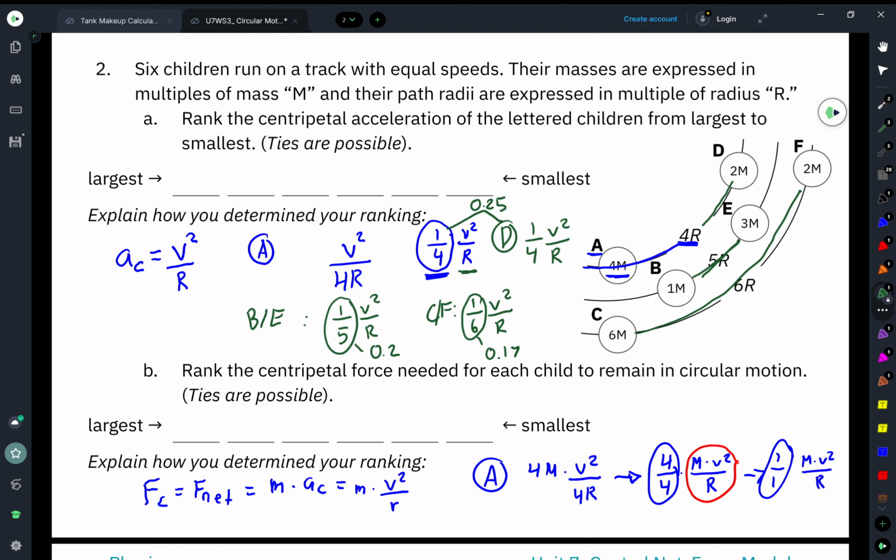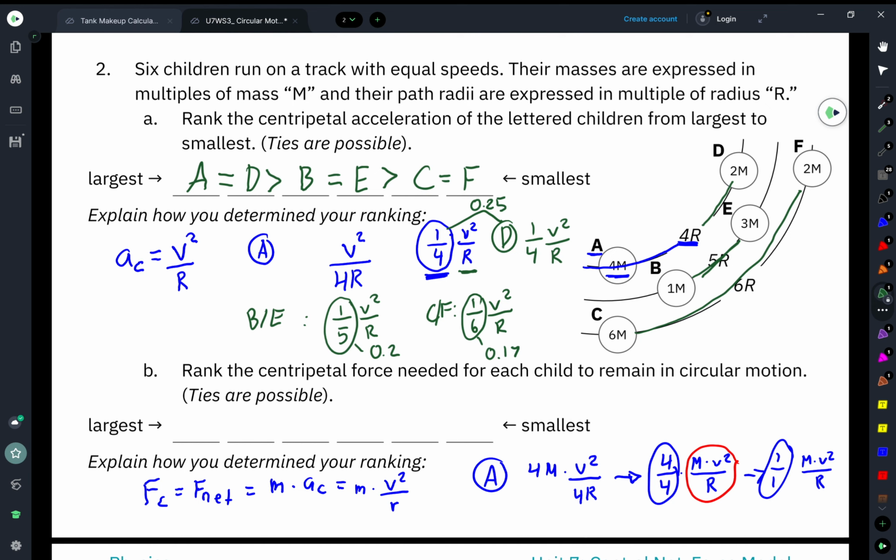So we can see that A and D both have the largest centripetal acceleration. A and D, I'm saying those two are equal to each other. Both of these are going to be greater than our next one, which is going to be B and E. And these two are equal to each other. Both of those are going to be greater than C and F, which are also equal to each other. So that's how we can represent the centripetal acceleration.